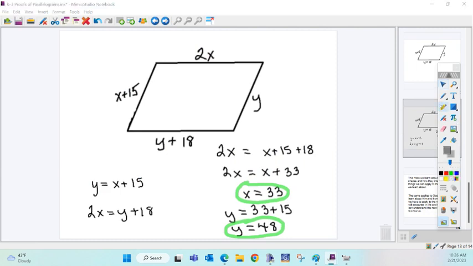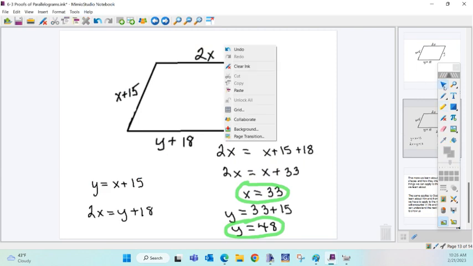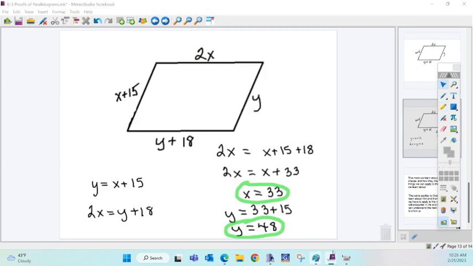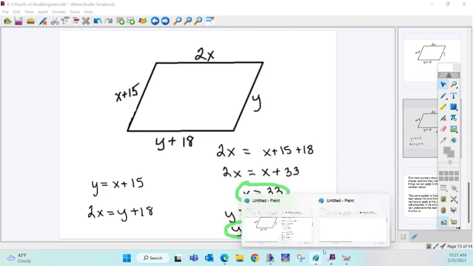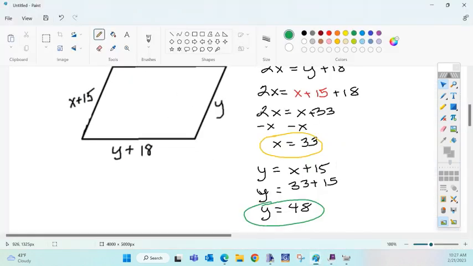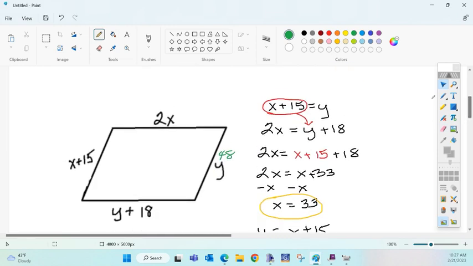So 66. If the question were to go the extra one, and that's always a good thing, this one is 66. Okay. 48 over here. And then the other one's 66 because it's 2 times 33.